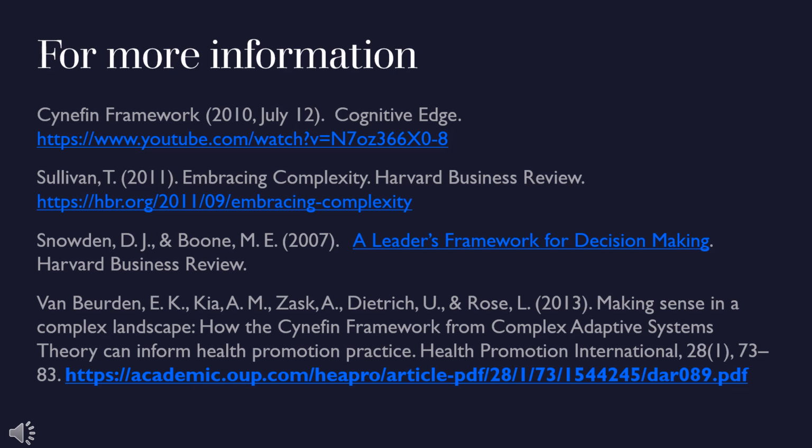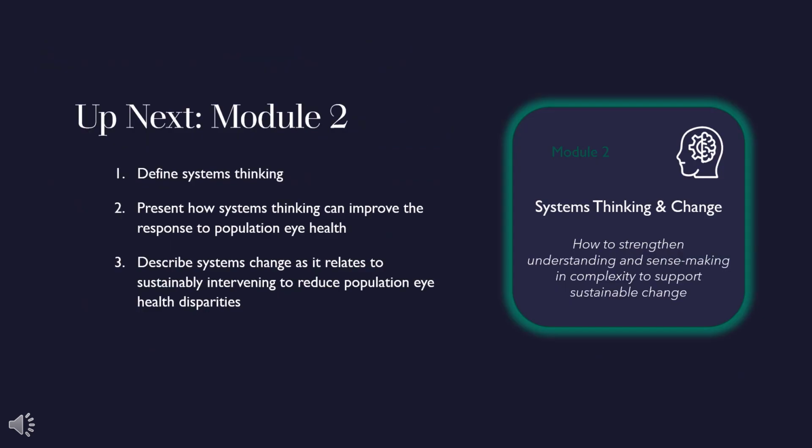The next module is the Systems Thinking and Change module. Here we'll define systems thinking, present how systems thinking can improve the response to population eye health, and describe systems change as it relates to sustainably improving population eye health.